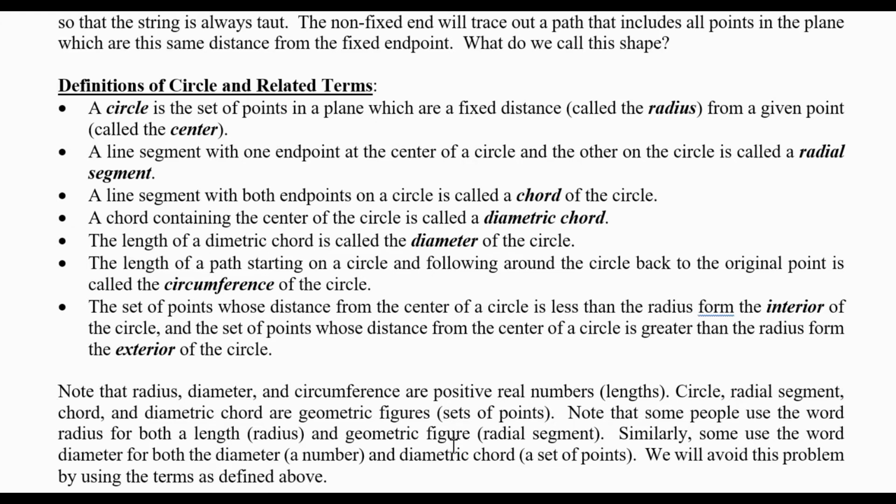A circle is the set of points in a plane which are a fixed distance, called the radius, from a given point, called the center of the circle. Notice that the center is not part of the circle. Okay, the radius is a number.